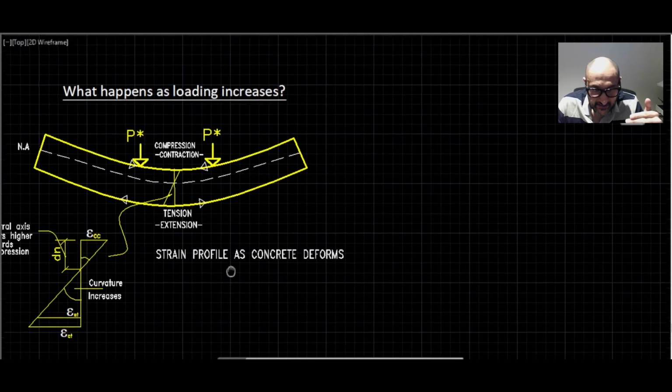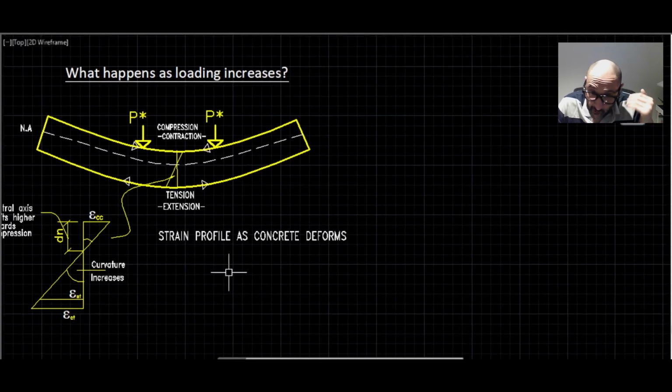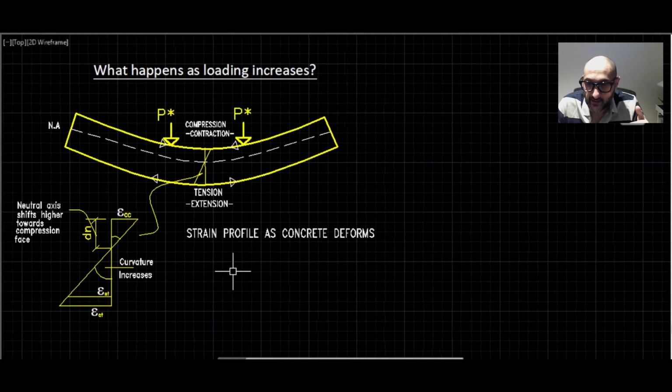So now we got this out of the way. As the loading P star increases, then the moment in the beam starts to increase, and then the compressive strain at the top begins to increase. So we will get contraction and extension at the bottom, and so the tensile strain at the bottom will start to increase, and the overall curvature of the beam will also increase. And that's why it's important to document the moment and curvature in a diagram to see the behavior of the beam.